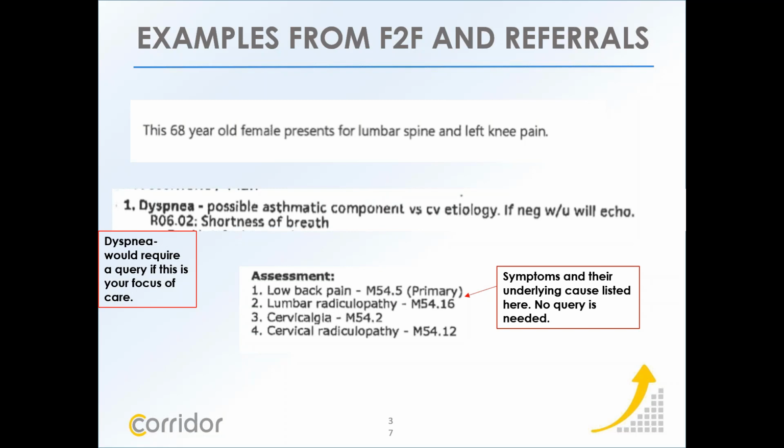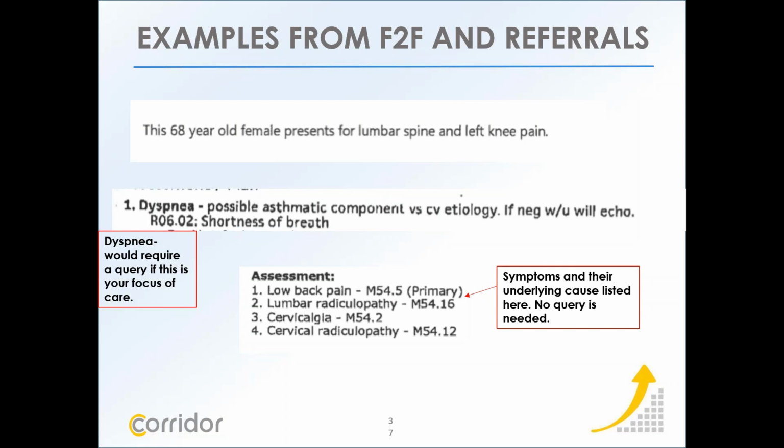The second example here is dyspnea. And for any of you out there that aren't specific coders, you would think this gives a nice long sentence. Unfortunately, it says possible asthmatic component versus cardiovascular etiology. When it says versus, that means absolutely nothing. We can't use it. In an outpatient setting like home care, we're not allowed to take that documentation as anything other than shortness of breath. So it doesn't give us an actual etiology. If the shortness of breath was our primary focus of care, we would have to either find it in the documentation or query the physician and get them to identify for us what is the cause of shortness of breath.